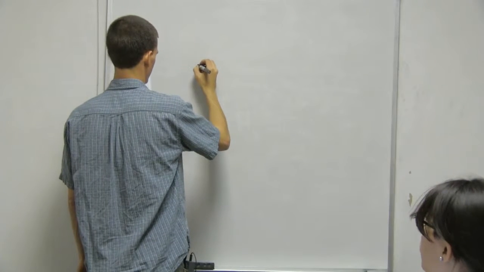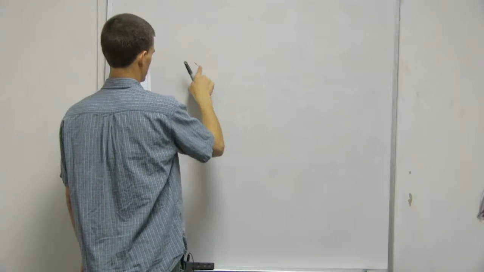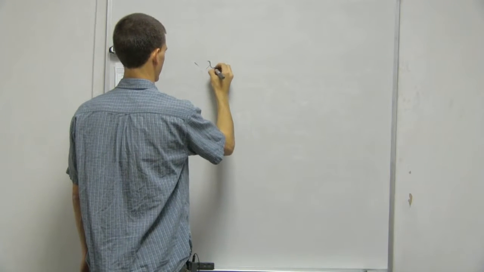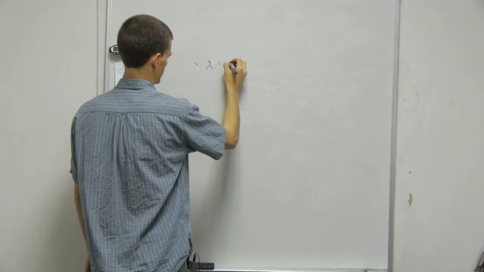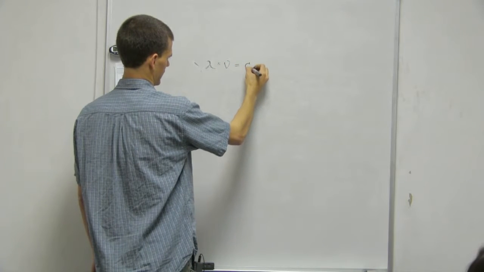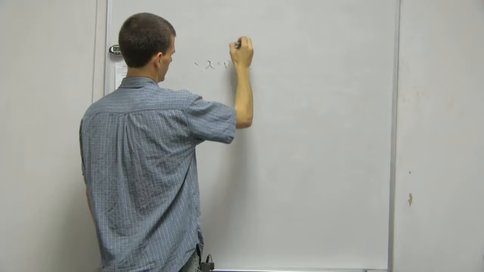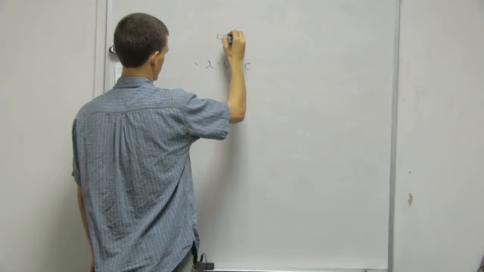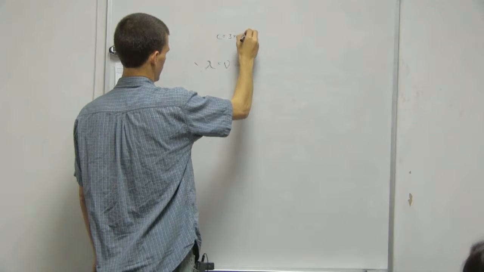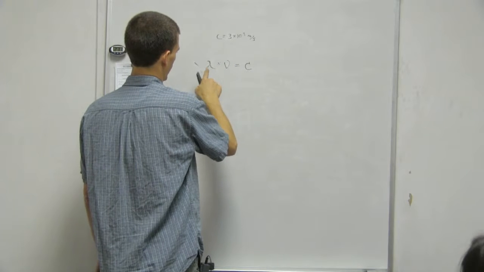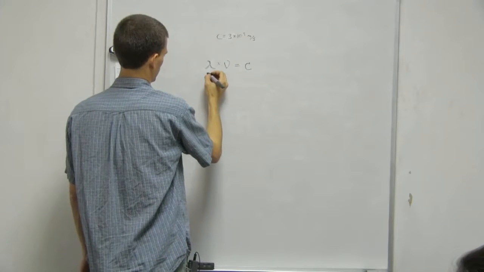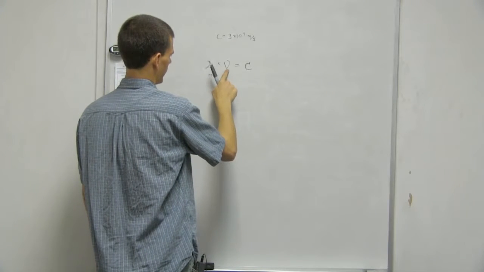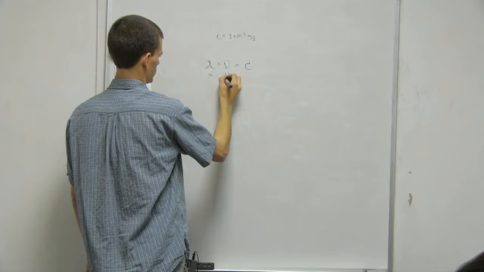So your wavelength, they use a fancy little letter for wavelength. Wavelength times your frequency equals the speed of light. That's a constant, so C is always 3 times 10 to the 8th meters per second. Your wavelength is usually given in nanometers, but you need to convert it to meters. And frequency is 1 over seconds. Those are your units.